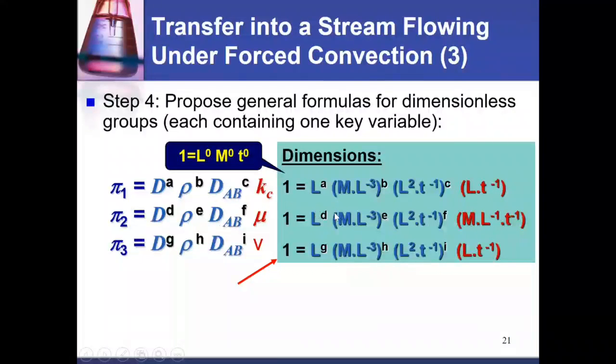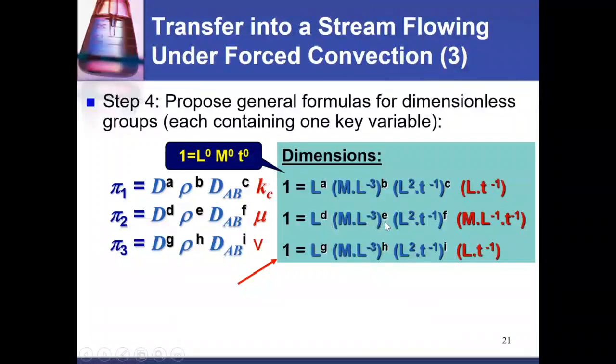For the second group, it will be D here. The dimension of length is to the power D, and the dimension of density is the same as this, and this. What will change is the last one. We put different powers, because the overall dimension of this number will be dimensionless, but the dimension of mu is not the same as Kc, so you expect that the power here might change.